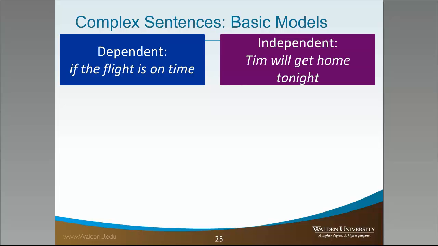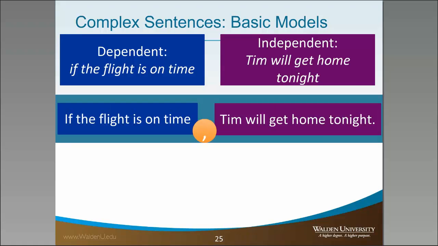Here's an example. We have our dependent clause, "if the flight is on time." Notice, like I said previously, that this does not communicate a complete idea. We need more information. If the flight is on time, what happens? Then what happens? So we need more information. And the independent clause, "Tim will get home tonight." Notice that this could function as a complete sentence if necessary, or in the right context.